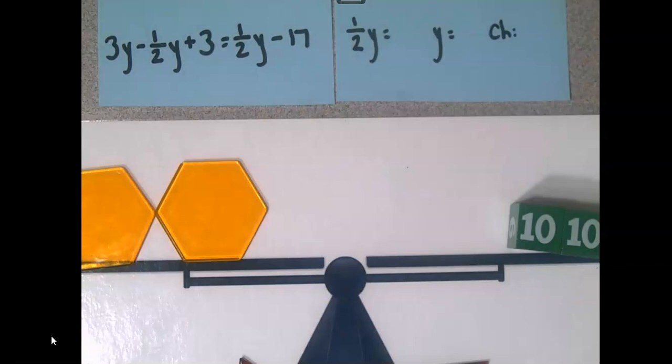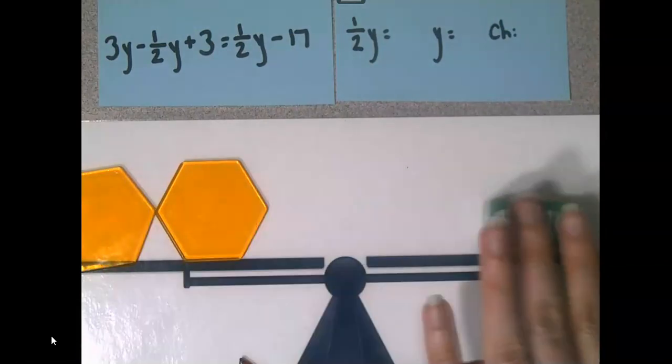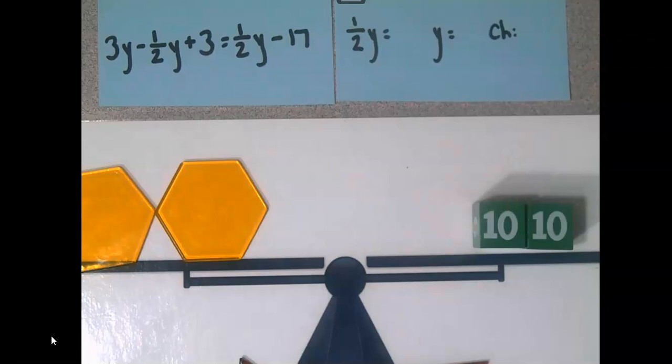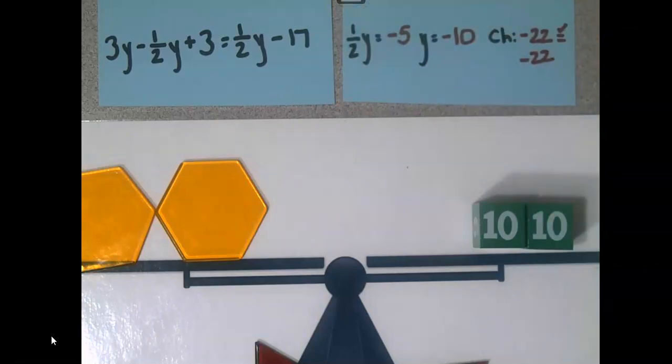So I am left with this setup, and we see that each of my yellow blocks, since 2 of them are equal to -20, each of my yellow blocks is worth -10, and my red blocks are worth half of that, and so 1/2 of y is equal to -5, y is equal to -10, and now I'll set that back up to do the check.